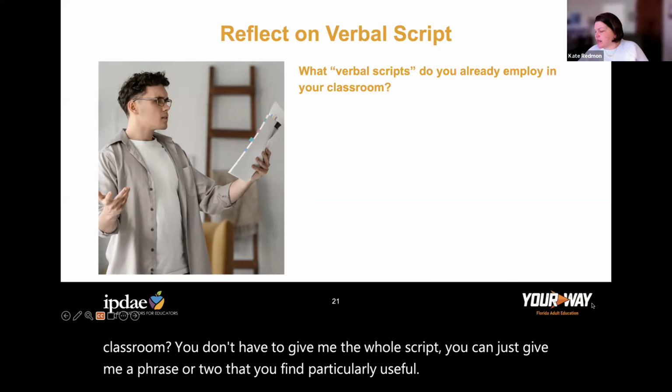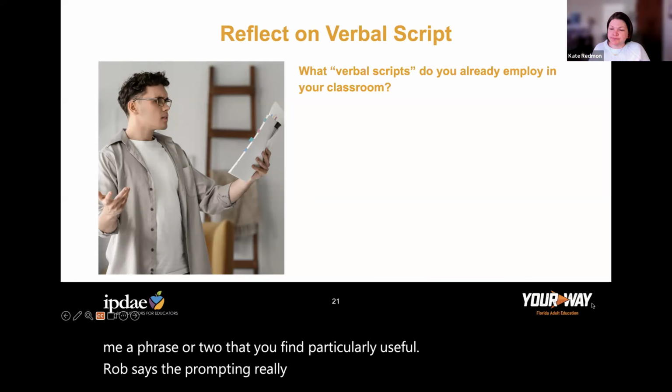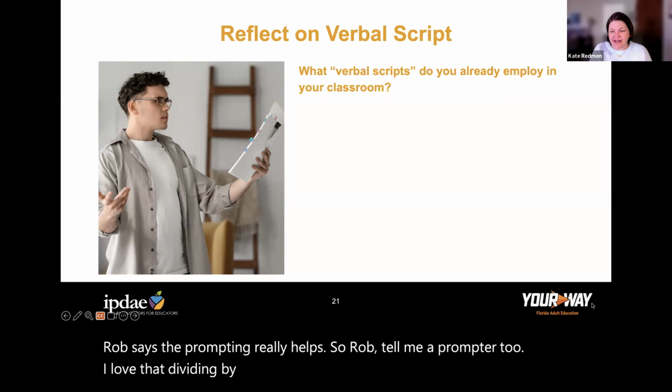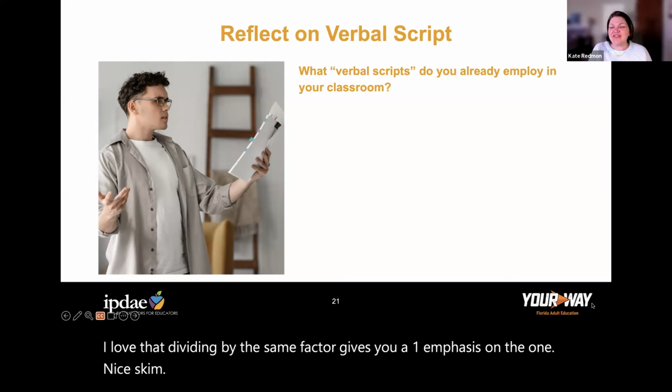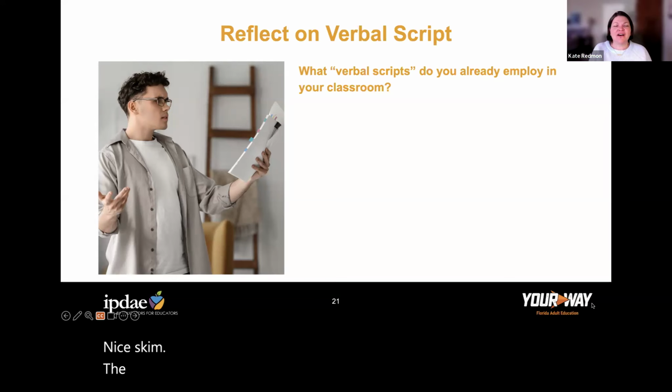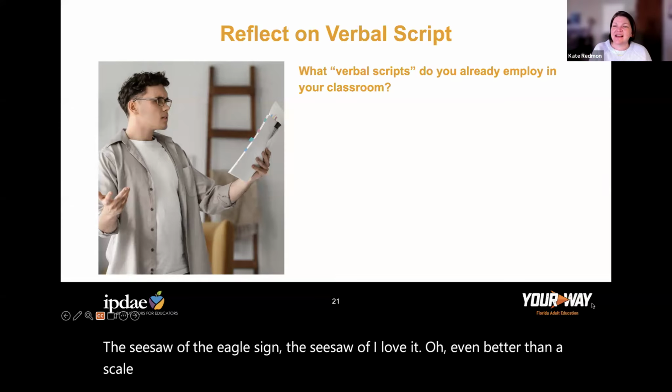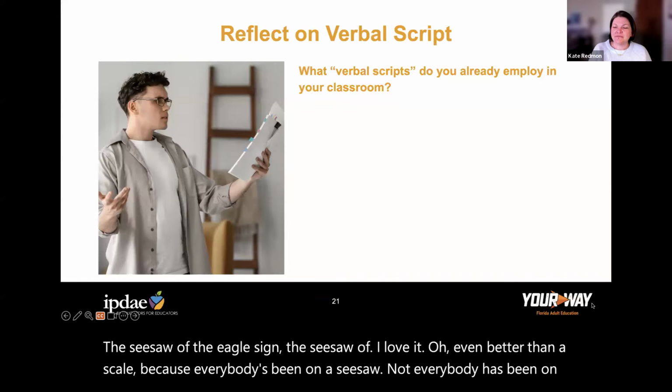Rob says the prompting really helps. So, Rob, tell me a prompt or two. I love that. Dividing by the same factor gives you a one. Emphasis on the one. Nice, Kim. The seesaw of the equal sign. The seesaw of, I love it. Ooh, even better than a scale because everybody's been on a seesaw. Not everybody has been on a balance beam scale.